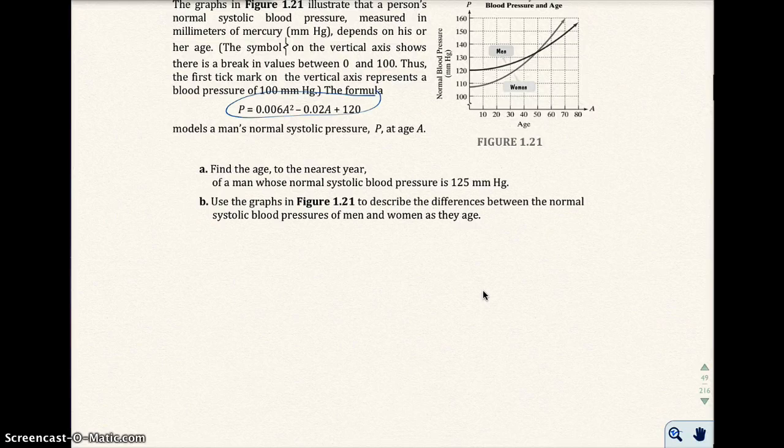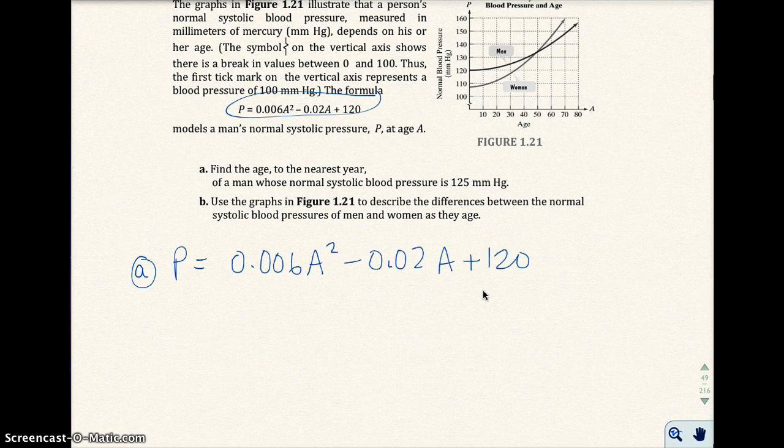The formula, and we know P equals 0.006A squared minus 0.02A plus 120. We want to find the age. A represents age, so age is A, and P is blood pressure. We're trying to figure out the age of a man whose blood pressure is 125. So we know that blood pressure is 125, and we're trying to figure out the age of that man.